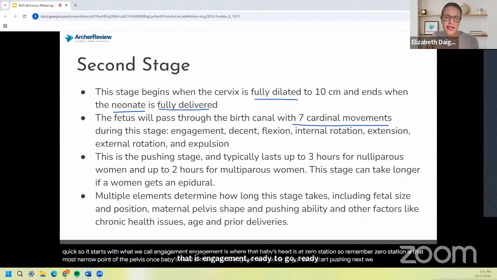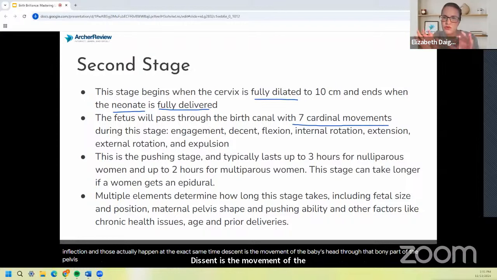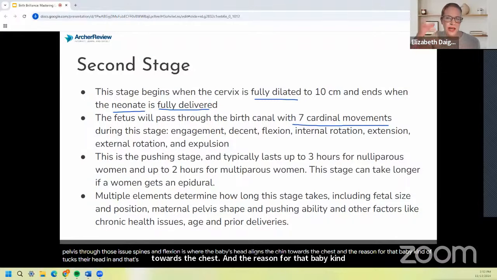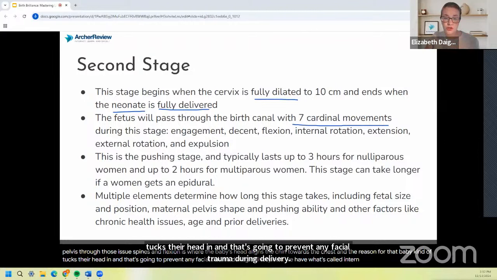Next, we have descent and flexion, and those actually happen at the exact same time. Descent is the movement of the baby's head through that bony part of the pelvis, through those ischial spines. And flexion is where the baby's head aligns the chin towards the chest. The reason for that, baby kind of tucks their head in, and that's going to prevent any facial trauma during delivery.